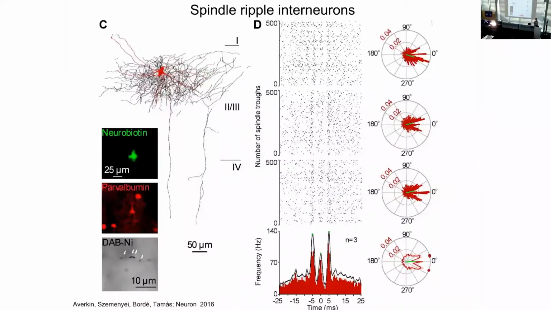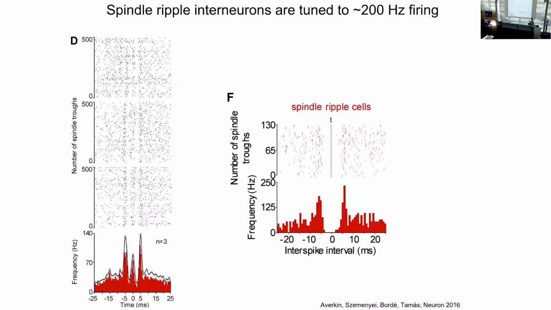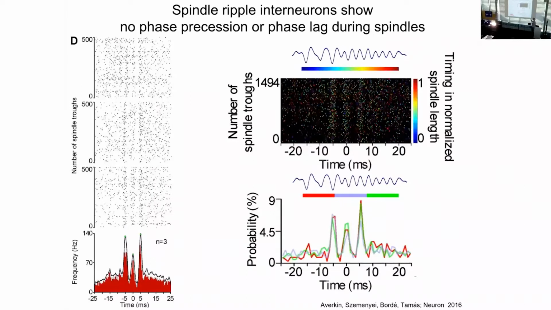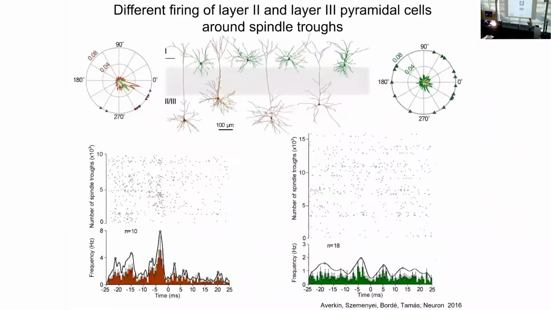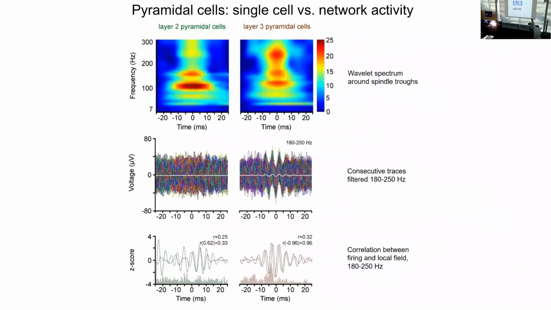So there is an interneuron which follows these spindles at the trough with ripple frequency. Interspike interval peaks at 5 milliseconds. So this is the natural frequency of this cell, and it does not change over the course of a spindle. If you look at the activity of this individual cell relative to the population, this is an almost in-phase activity. Now let's have a look at pyramidal cells in the same setting. Layer 2 cells are not related to this. Layer 3 cells show something on the bottom of the spindle troughs, but their timing is shifted relative to the population average.